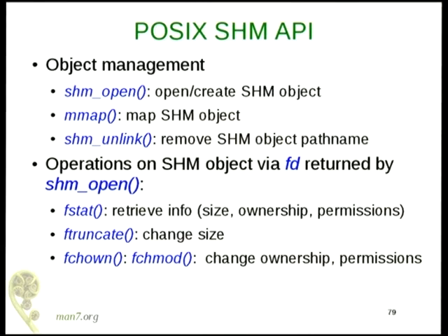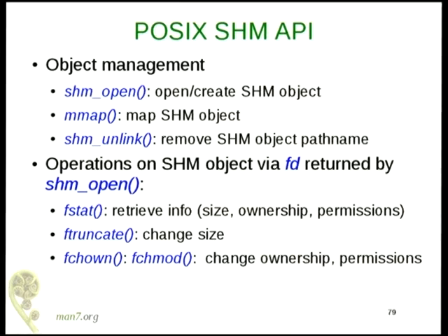The API looks a little bit familiar from POSIX semaphores. Shared memory open: open or create the shared memory object. mmap to map the object into memory. If you don't need the object anymore, unlink it with shared memory unlink. Then there are some other system calls that are also useful with POSIX shared memory.